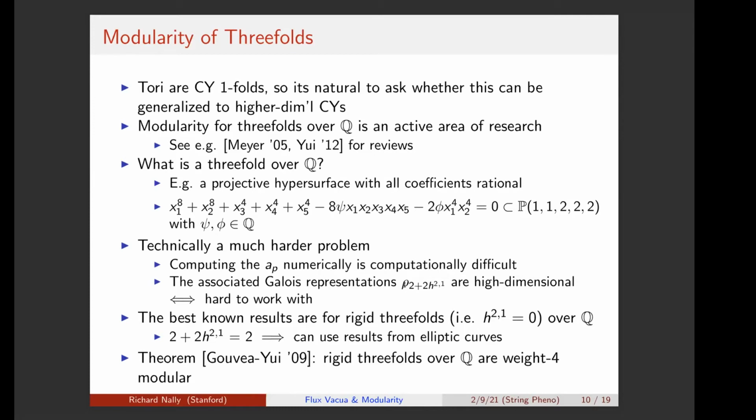But sometimes this Galois rep is really two-dimensional. If h21 is 0, i.e. I have a rigid threefold over Q, rho 2 is two-dimensional, and all of the same tools we developed to study elliptic curves can be brought to bear to study the modularity of rigid threefolds. And indeed, for rigid threefolds, there's a uniform theorem. Every rigid threefold over Q is associated to a weight 4 cusp form.